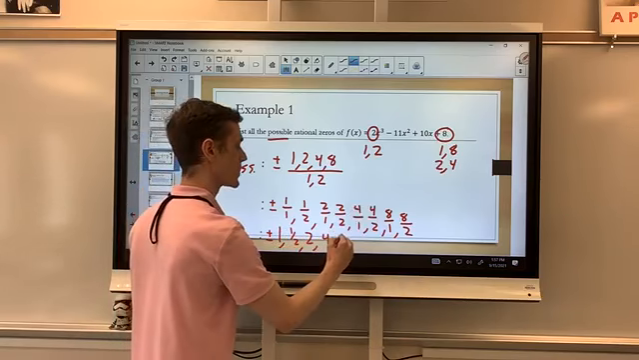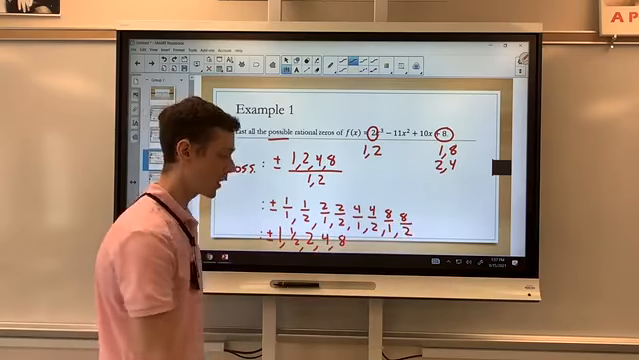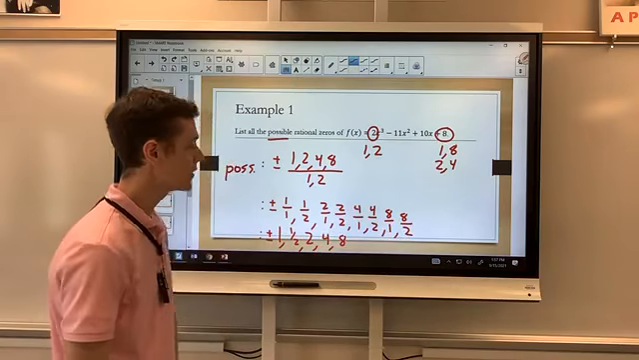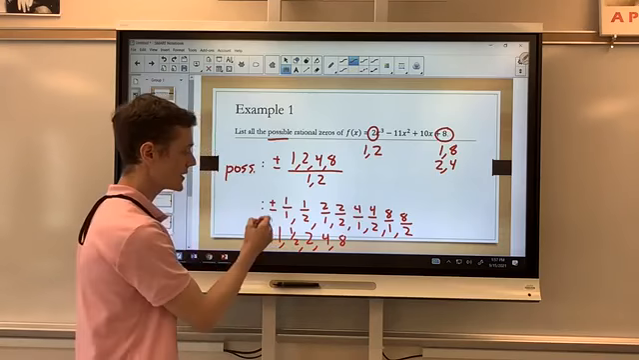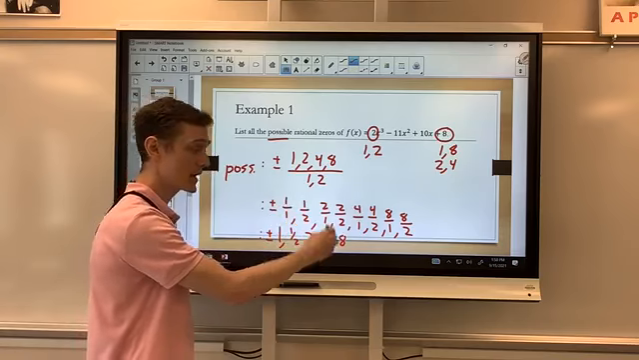8 over 1 is a new number. And then 8 over 2 equals 4. That is also already in my list. So my list of possible rational zeros is plus or minus 1, 1/2, 2, 4, and 8.